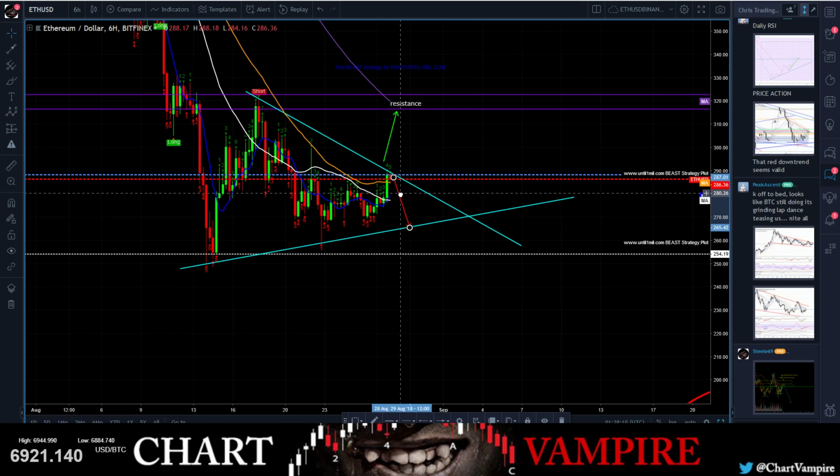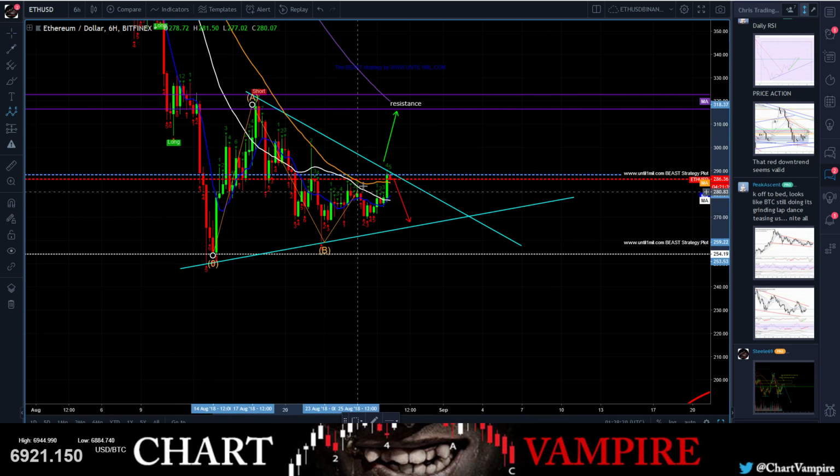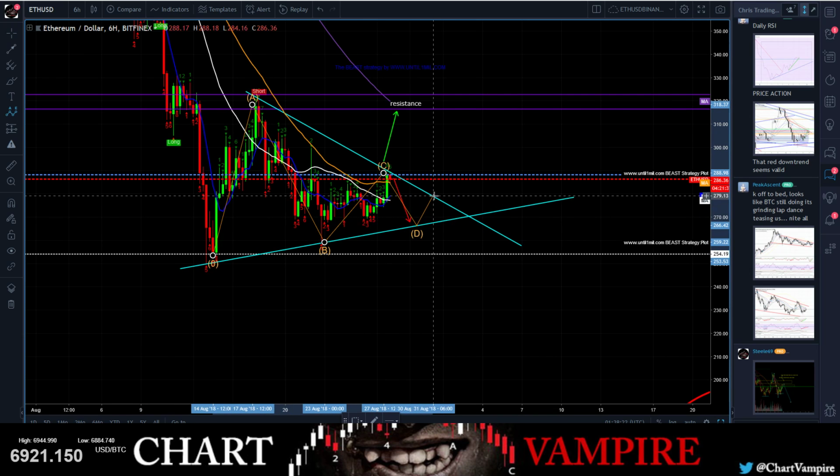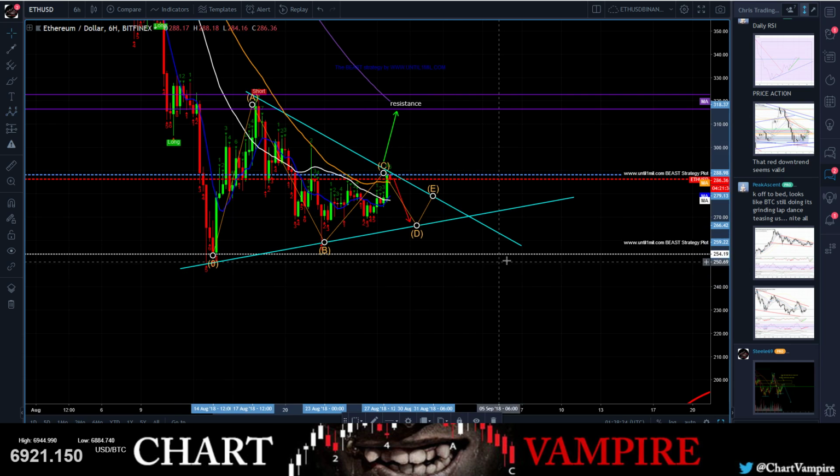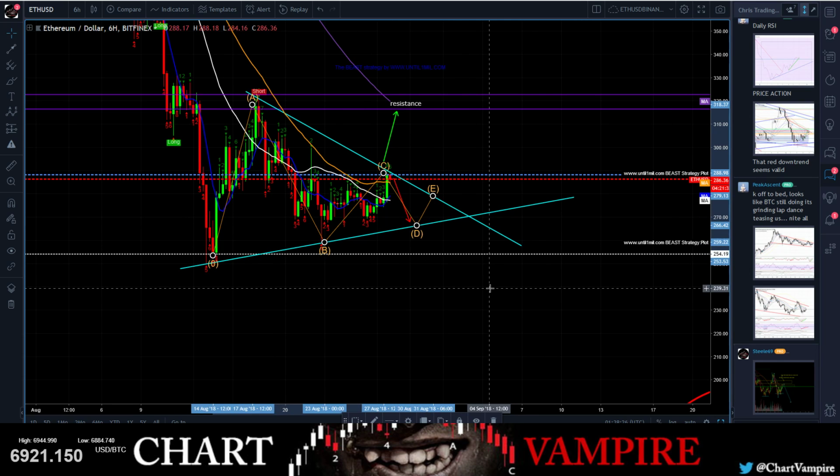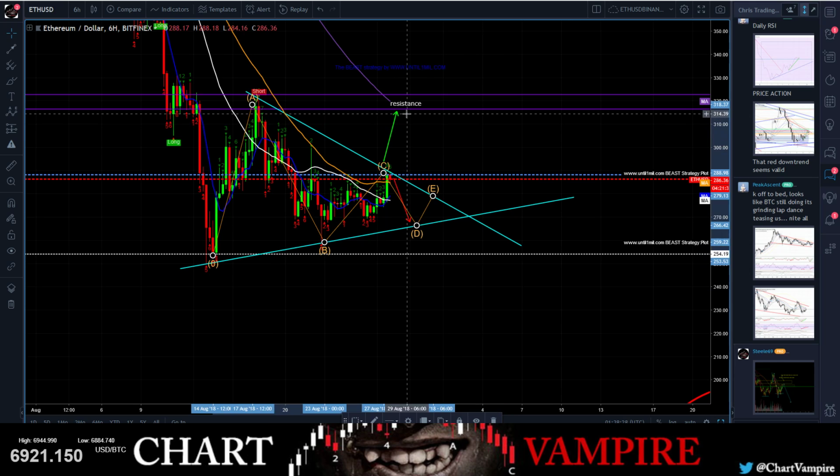If it holds this wedge, you would just look for this to test this bottom again, right? Like A, B, C, D, E, right? So you would just start a whole new count until you're proven wrong here. You break this, you're just going to start looking for that next ride up, and your resistance is going to be up at 320 bucks.